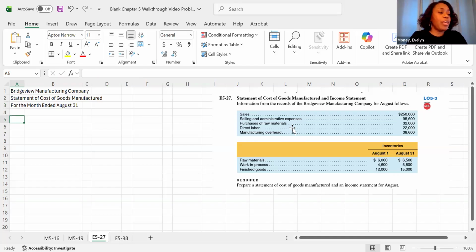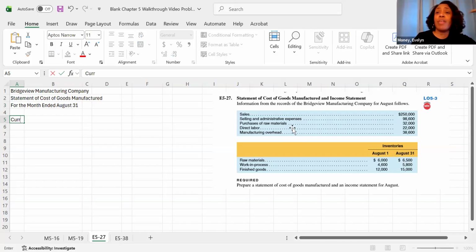Now, our starting point here is, and I'll center that at the end, our starting point here is going to be our current manufacturing costs. So we're going to take all of our manufacturing costs and add that to beginning work in process and subtract out ending. All we're doing is applying the inventory formula to work in process. So we have our current manufacturing costs.